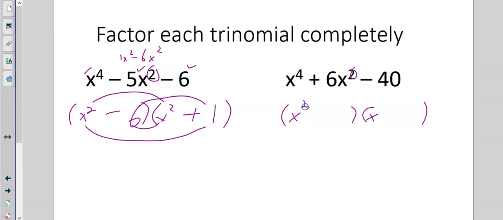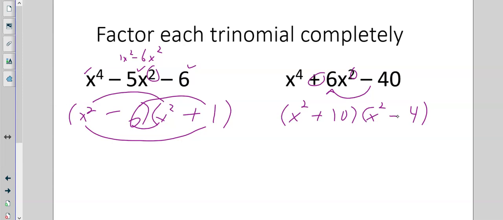This is a 2. These are both 2. Now I need two numbers that multiply to give me 40 that differ by 6. So again, two numbers that multiply to give me 40 that differ by 6. And that's going to be 10 and 4. Now I want more positives than negatives. Okay?